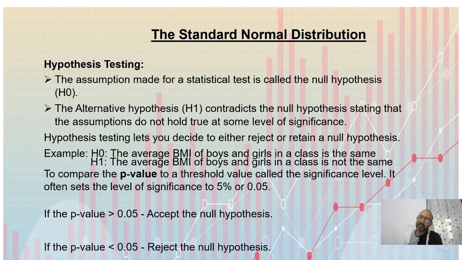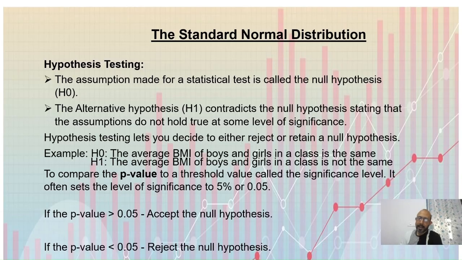Here, hypothesis testing. The assumption made for a statistical test is called the null hypothesis. In the previous video we discussed that, that is H0. The alternative hypothesis H1 contradicts the null hypothesis, stating that the assumption doesn't hold true at some level of significance. Hypothesis testing lets you decide to either reject or retain a null hypothesis.